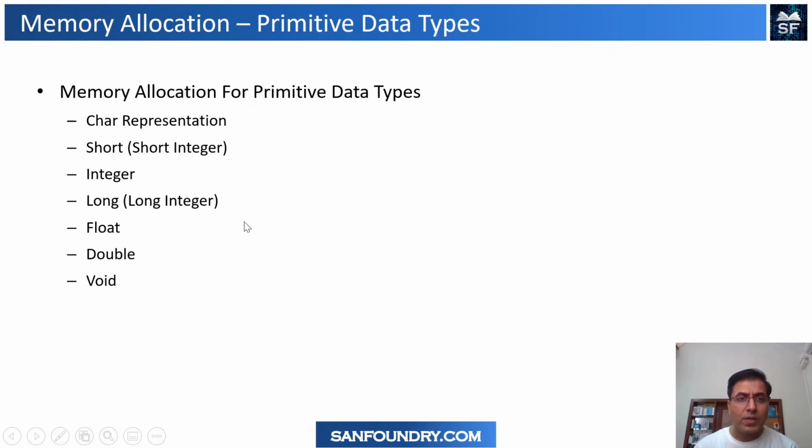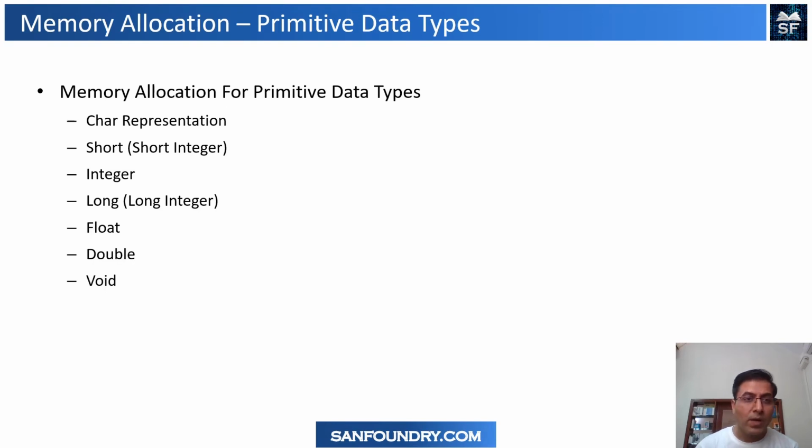Void, even though we consider it a primitive data type, basically says nothing, it means nothing. So we are not going to allocate any memory for a void type. If you say void x is a variable, that doesn't have any meaning actually. The compiler says, I don't know what you want to say when you say void x.